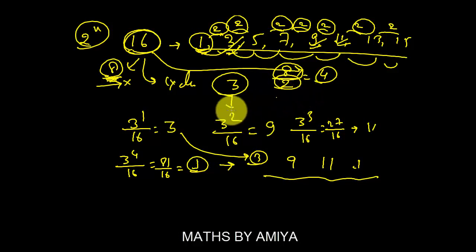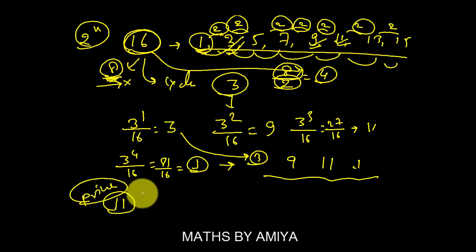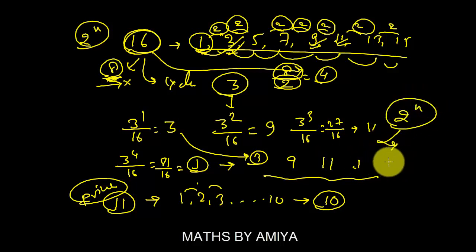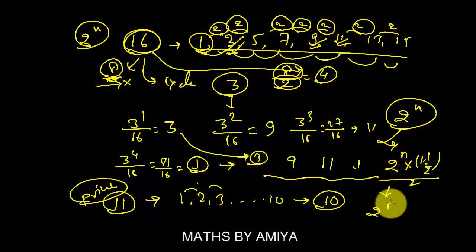Why am I saying 2? Take the example of 11. 11 is a prime. The co-primes are 1, 2, 3 till 10. There is a gap of only 1, so the count of co-primes is nothing but the cyclicity also. But in the case of 2 raised to power n, the cyclicity is 2 raised to power n into 1 minus 1 by 2, divided by 2, which in turn becomes 2 raised to power n minus 2.